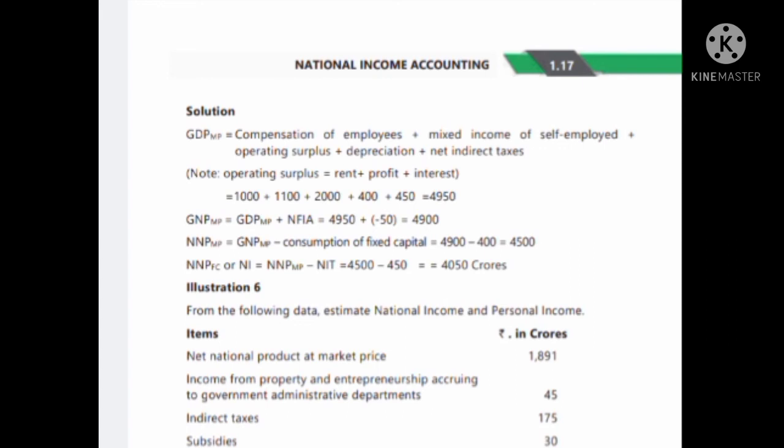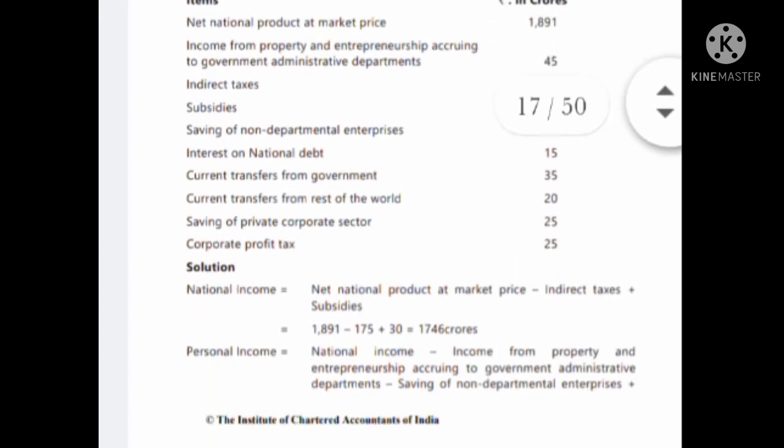Let's move on to illustration 6. From the following data, estimate national income and personal income. They have given some items and the numbers in crores. Let's start finding the national income. National income has the formula of net national product at market price minus net indirect tax, that is, net indirect tax plus subsidies, which is nothing but net indirect tax.